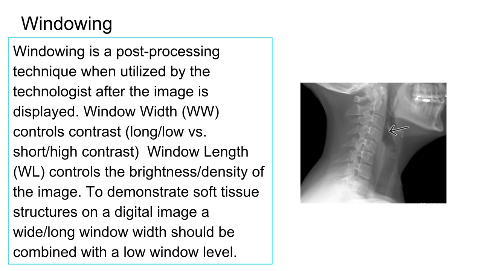So where were we? The other half of manipulating the image, if you don't like the contrast, or if you like it, that's nice, is that you can also adjust the brightness. And when we adjust the brightness, we can't just say adjust the brightness; we have to call it adjusting the window level. So level means brightness. When we go to a higher window level, that means a darker image, which you'll see on the next slide. So window length or window level, I use those two words synonymously, would be the brightness of the image.